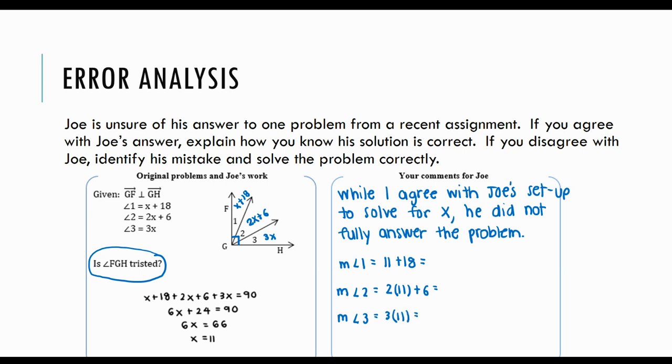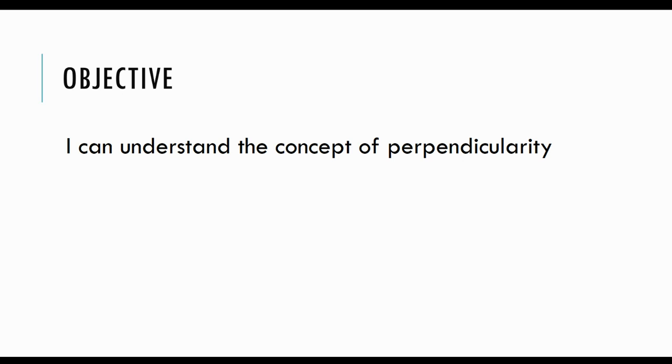Well, 11 plus 18 is going to give us 29. So that's a 29-degree angle. 2 times 11 is 22. Add 6 onto that, we get 28 degrees for that angle. And 3 times 11 is 33. So, unfortunately, because those 3 angles are not the same, I would say no, the angle is not trisected. And so my work right there just justifies why it is not being trisected. All right, and so that is us understanding the concept of perpendicular.